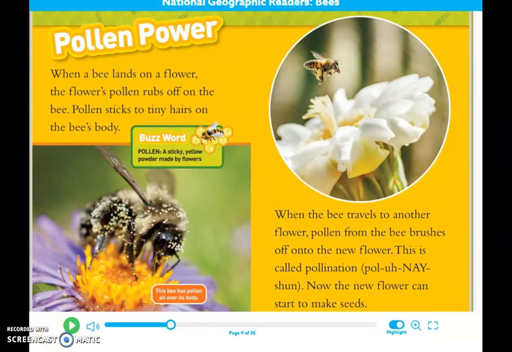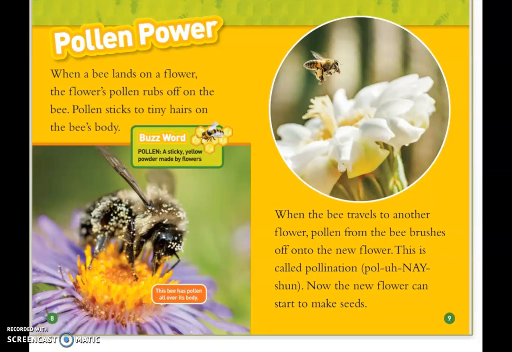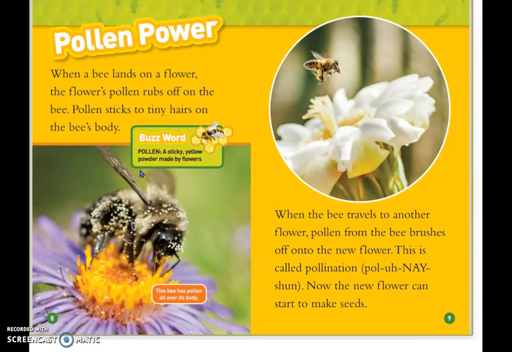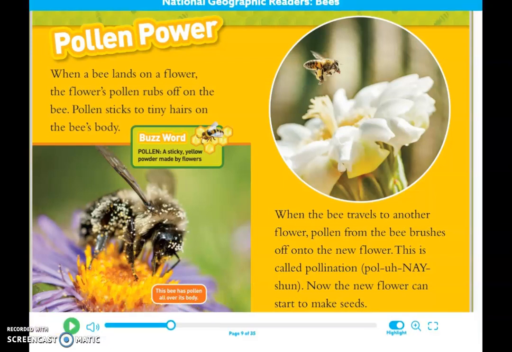When a bee lands on a flower, the flower's pollen rubs off on the bee. Pollen sticks to tiny hairs on the bee's body. Ooh, here's an important word for us to know. This text is calling it a buzzword. Pollen is a sticky yellow powder made by flowers. This bee has pollen all over its body. When the bee travels to another flower, pollen from the bee brushes off onto the new flower. This is called pollination. Now the new flower can start to make seeds.